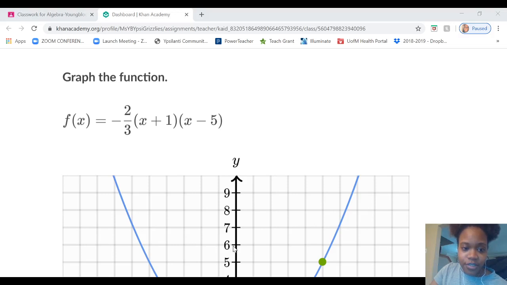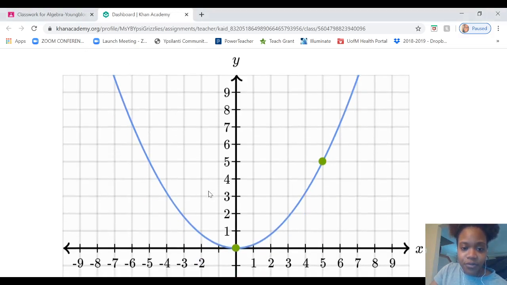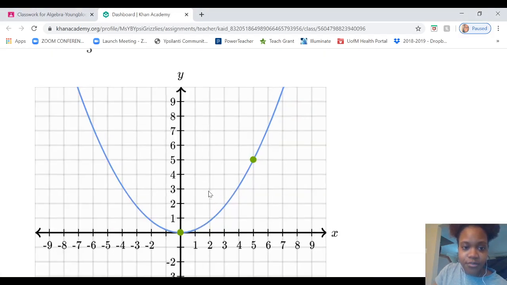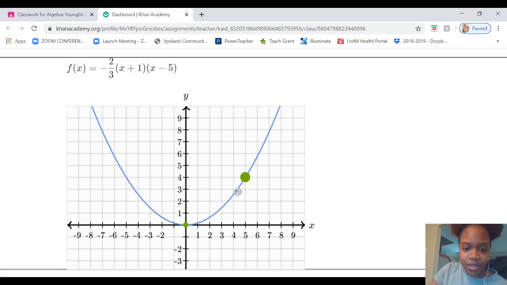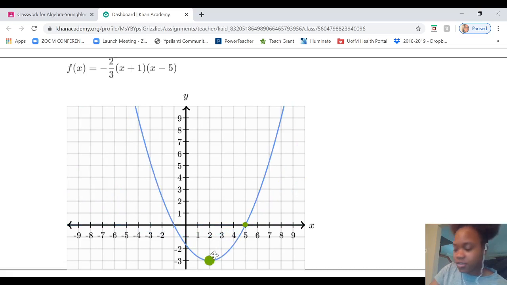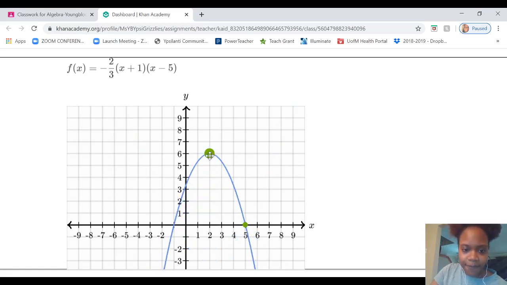2, 6 is our vertex. So we need to be at -1 and 5. So if I bring this down to 5, we already got that the vertex was 2, positive 6. So we need to go up to 6. So we see the 2 zeros are 5 and -1, and the vertex is 2, 6.